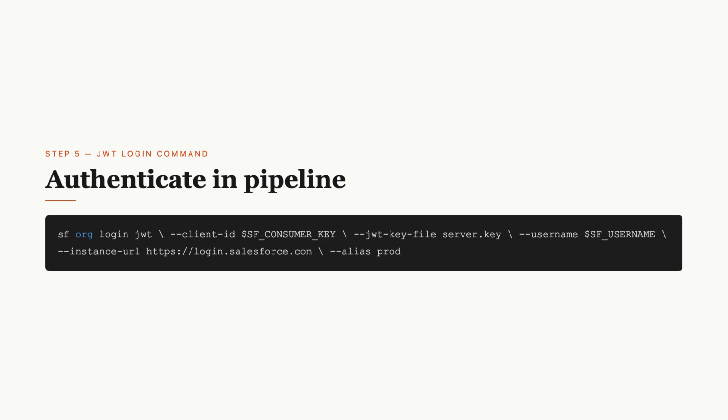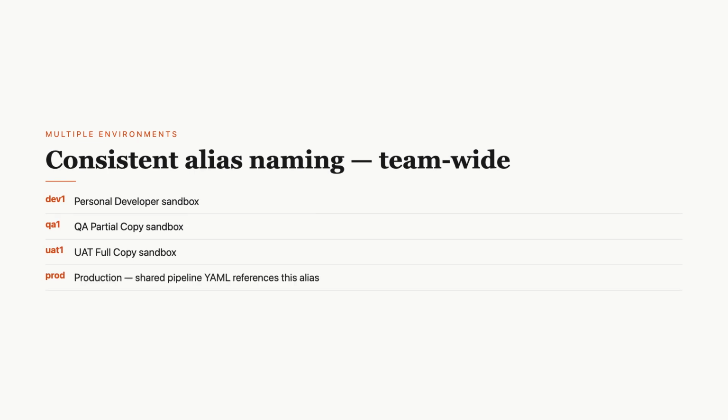For teams with multiple environments, consistent alias naming is not a style choice. It's an operational requirement. When your pipeline YAML specifies target org prod, every developer's machine and every build environment needs prod to map to the production org. If one developer used production and another used prod, shared scripts break. Establish the convention early. dev1 for developer sandboxes, qa1 for QA partial copy, uat1 for UAT full copy, prod for production. Document it. Enforce it.